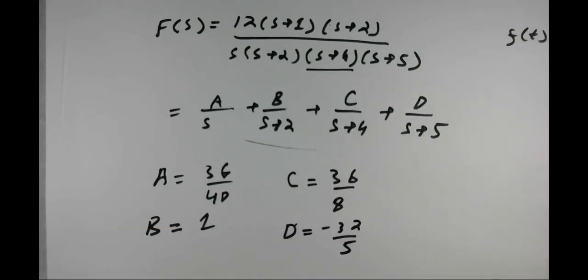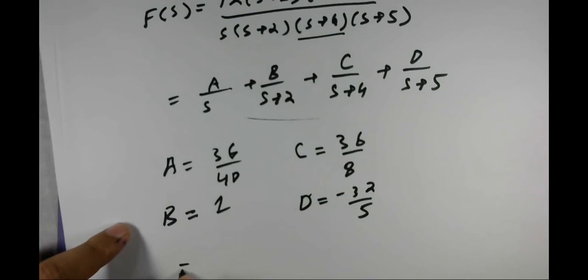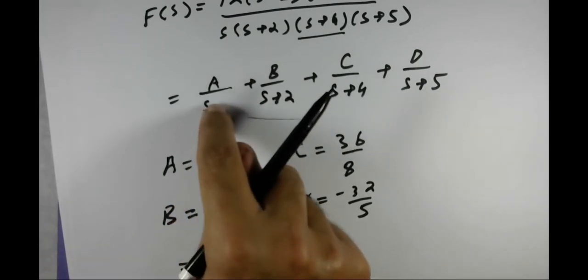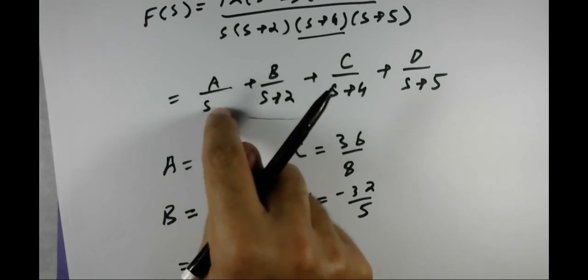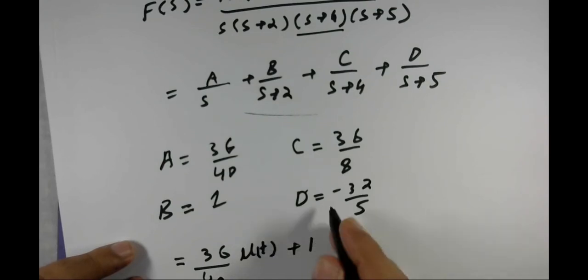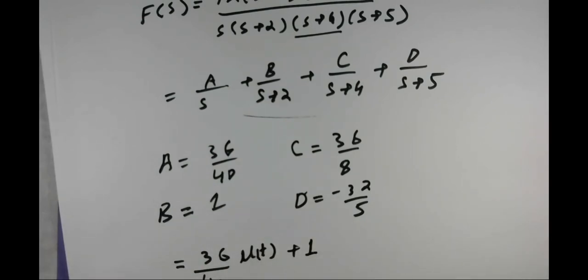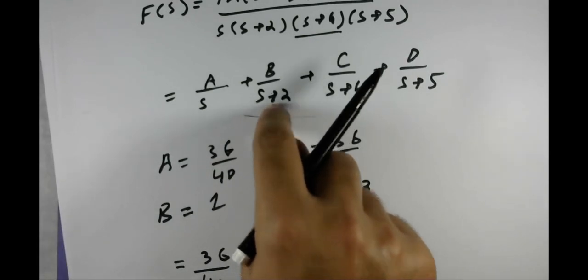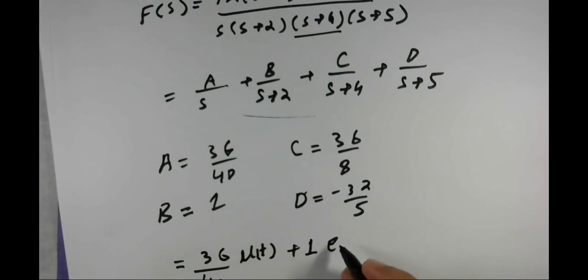So I can write it this way, and by taking the inverse Laplace of 1 by s, you should know that 1 by s is the Laplace transform of what? u(t). So the inverse Laplace of 1 by s will be u(t). Plus B was how much? 1. And 1 by s plus 2 is the Laplace transform of what? e raised to the power minus 2t. So the inverse Laplace of 1 by s plus 2 is e raised to the power minus 2t.